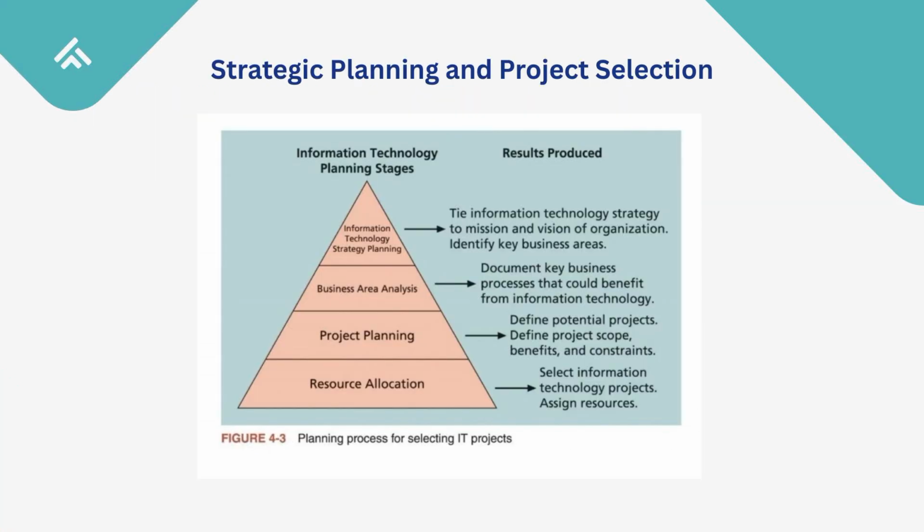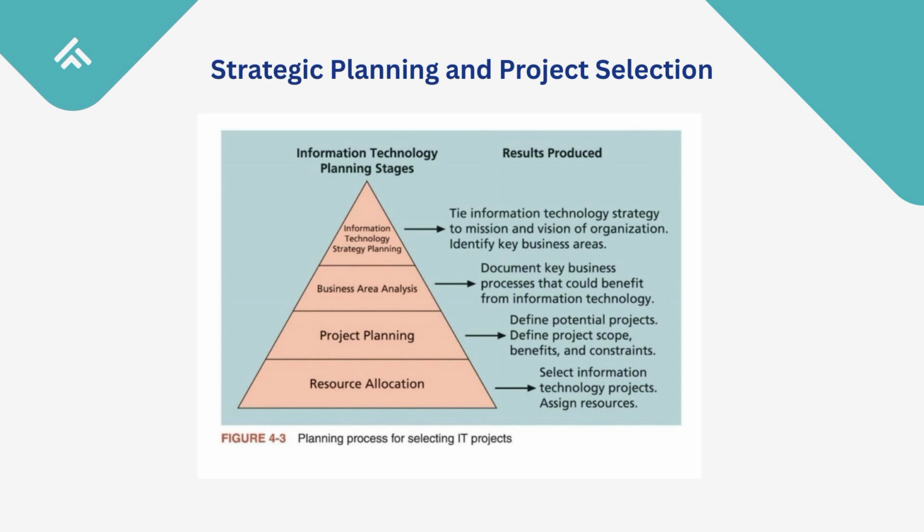This pyramid shows the planning process for selecting IT projects, structured as a pyramid with four stages. From top to bottom, we have here the four stages of information technology planning. First is information technology strategy planning, and the result produced is to tie information technology strategy to the mission and vision of the organization and identify key business areas.